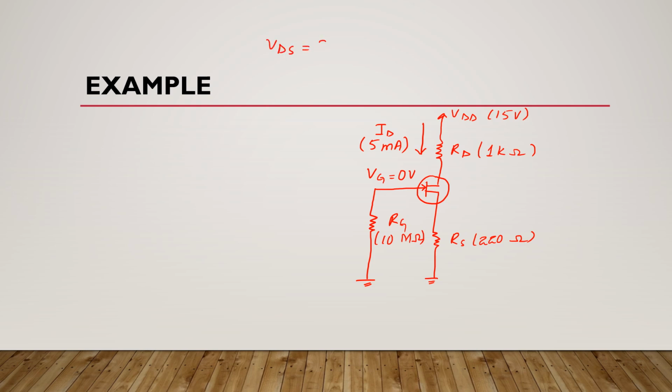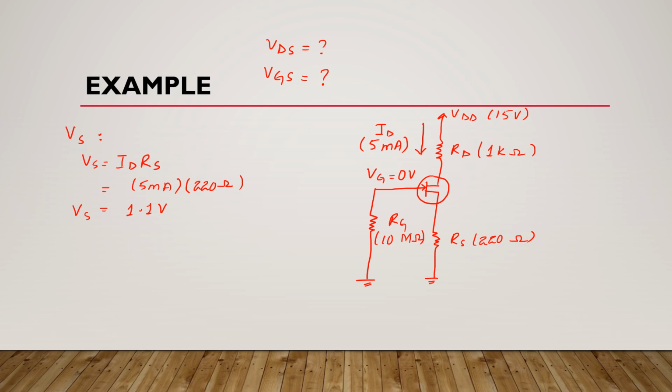Now if you want to find drain to source voltage here and gate to source voltage, so how are you going to start your analysis? First we will find source voltage here. We know that source voltage is equal to drain current multiplied by source resistor. Here drain current is 5 milliamperes and this source resistor is 220 ohms. After solving this, you will get 1.1 volts, which is source voltage.